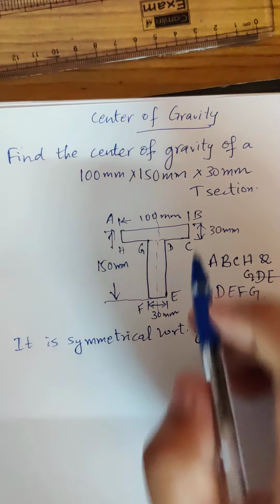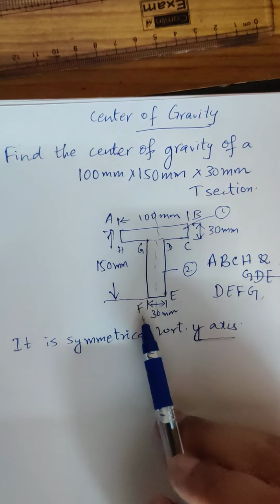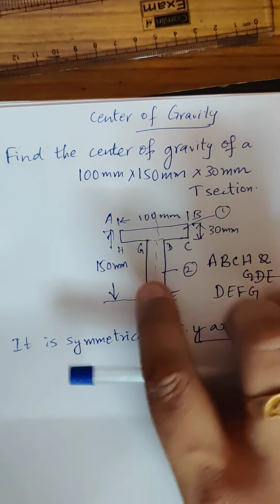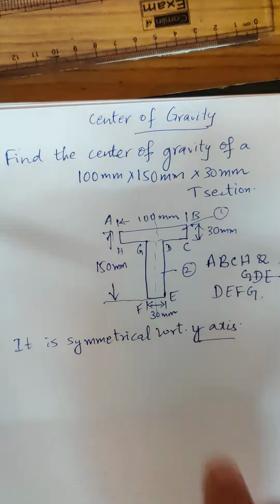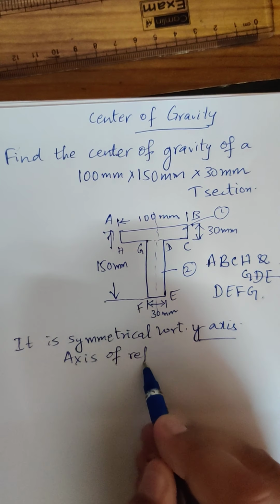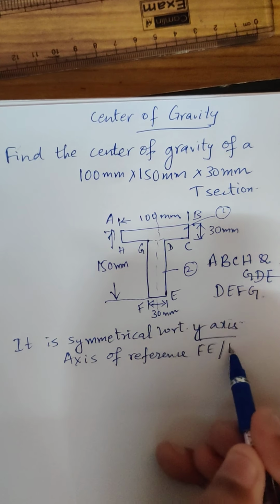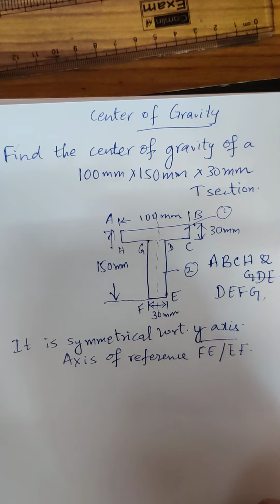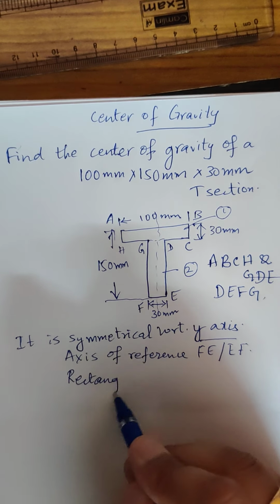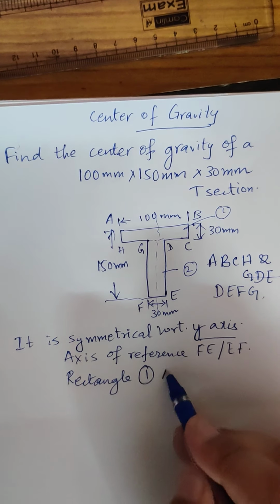So we'll call this rectangle 1 and this rectangle 2. You can also call this rectangle 1 and that rectangle 2. It doesn't matter. Now we have to move with respect to FE. Axis of reference is FE or EF. Is that clear, students? Now we'll take rectangle 1. First we have to find the rectangle 1, which is ABCH.